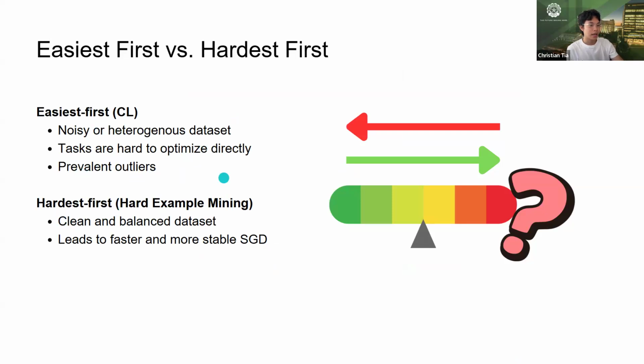The other camp is hard first, or hard example mining, and there's also been research that this is best when the data set is clean and balanced, because you are less susceptible to the noise and the outliers at the start of training. And if the data set is clean and balanced, then this would lead to faster and more stable gradient descent compared to easiest first.